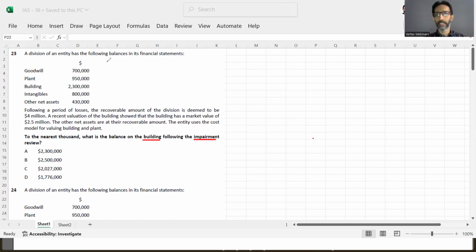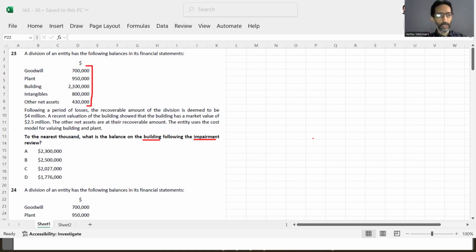They have various assets: goodwill worth 700,000, plant 950,000, building 2.3 million, intangibles 800,000, and other net assets 430,000. Following a period of losses, the recoverable amount of the division is deemed to be 4 million. So we need to find the value of all these assets in this unit and compare it to the recoverable amount of 4 million. If the value of this division is higher than 4 million, then clearly impairment has taken place, and we need to charge the impairment.